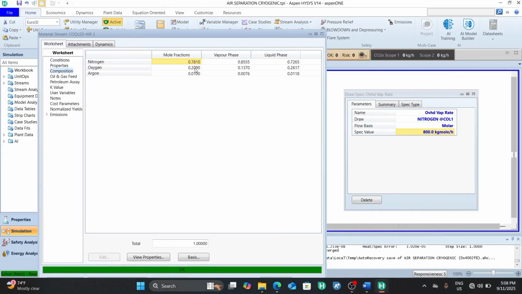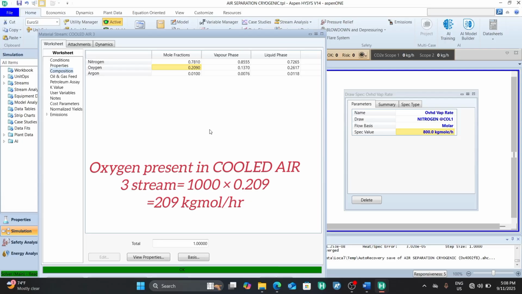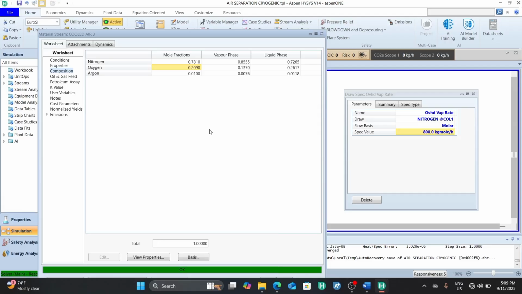That was for our product. This is for our feed. And for the oxygen, we have 20.9%. So 0.2090 times, rather not 200, 1,000, because that's the total. 1,000 gives us a total of 209. So 209, and we currently have 185.52. So we're going to convert this into percentage. Let's find the recovery rate in percentage as we did for nitrogen.